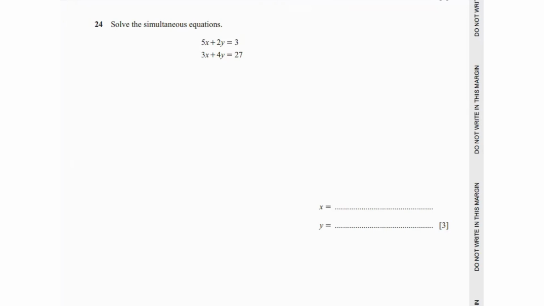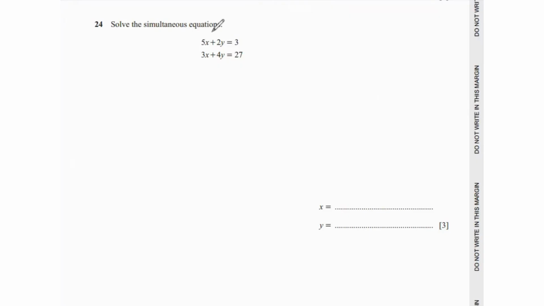For solving a simultaneous equation, we can either use elimination or substitution. Over here, I'm going to use elimination because that's going to be less time consuming and easier to solve. To solve a simultaneous equation using elimination method, we need to first decide which variable we want to eliminate. Do we want to eliminate x or y? I'm going to pick y.